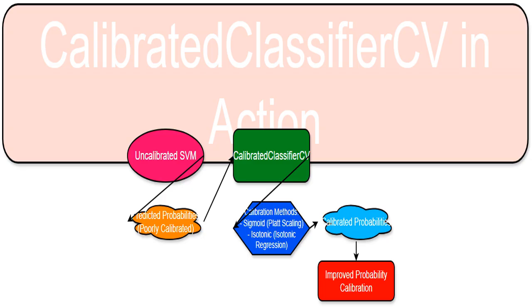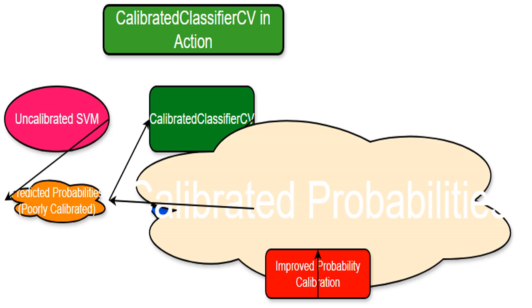My initial SVM is producing probabilities that aren't trustworthy. For example, if it predicts a 70% chance of an event, it doesn't necessarily mean that the event will happen 70% of the time. This is what we mean by poorly calibrated probabilities. After using CalibratedClassifierCV, I'll get probabilities that are closer to the actual frequency. A predicted 70% would now more likely reflect a true 70% chance of the event.